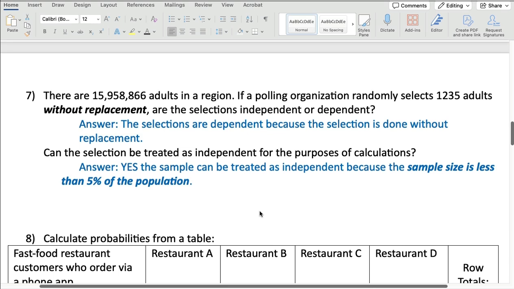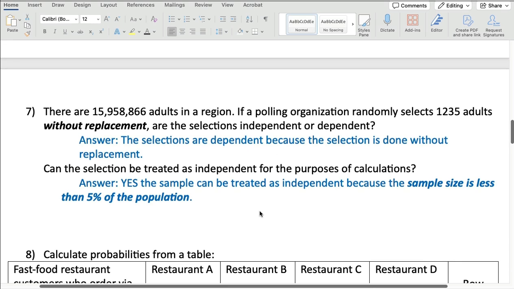I'm going to continue these examples in a follow-up video. So this is just video number 1. In video number 2, we're going to do some calculations with probabilities, and we're going to do some conditional probability.